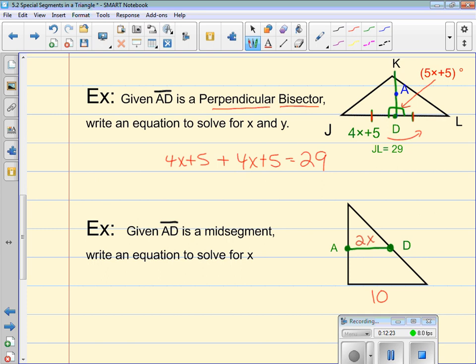Or I could do it this way. I just start off with saying that two of those is always equal to the longer one of 29. Okay? Either way, distribute it through to solve that kind of equation. We're not solving today. We're just simply writing them right now.